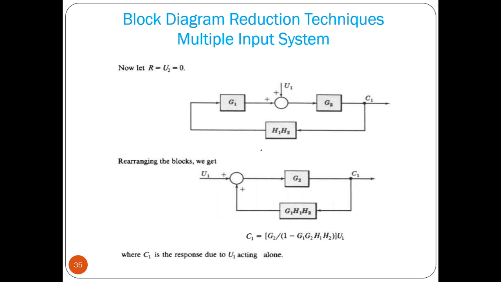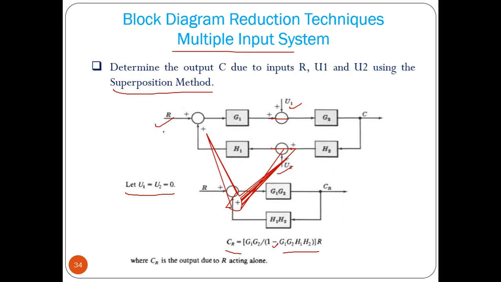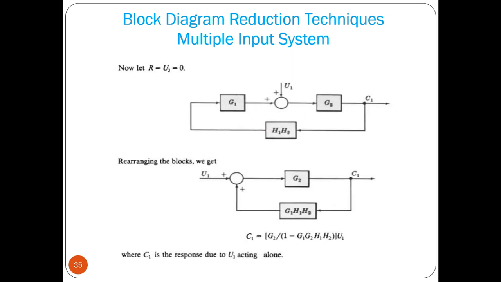Now if we apply the U1 input, R equal to 0 and U2 equal to 0, so H1, H2 are connected directly. This is plus, plus. If you connect U1, this is your forward path, input to output is the forward path, and this is your feedback path. So this is the block diagram now: G1 into H1 H2 with positive sign. So it is having positive feedback. So the output C1 is nothing but G2 divided by 1 minus G1 G2 into H1 H2. That is your C1 due to U1.